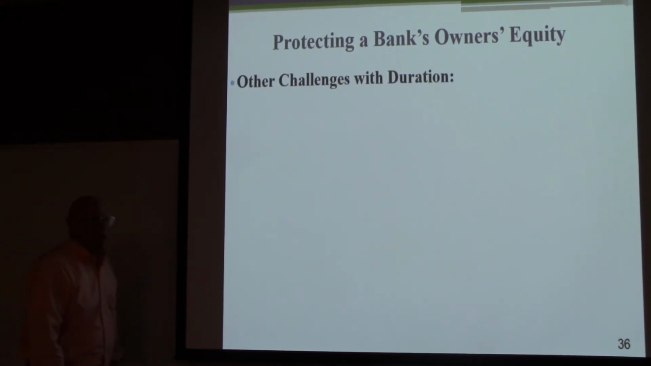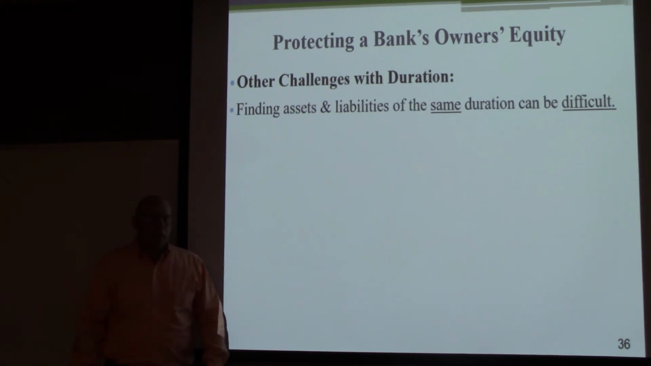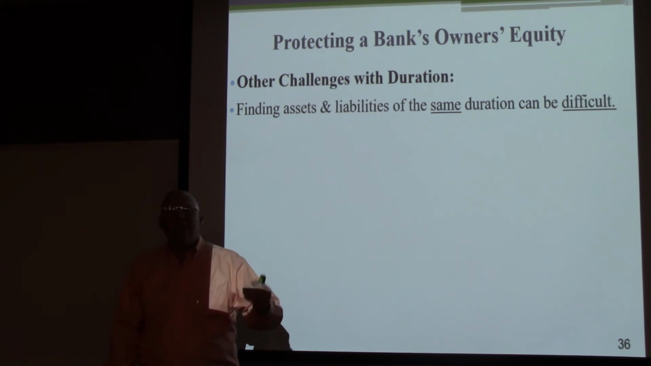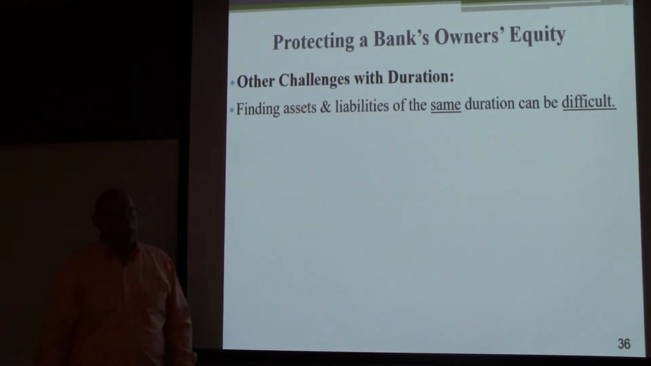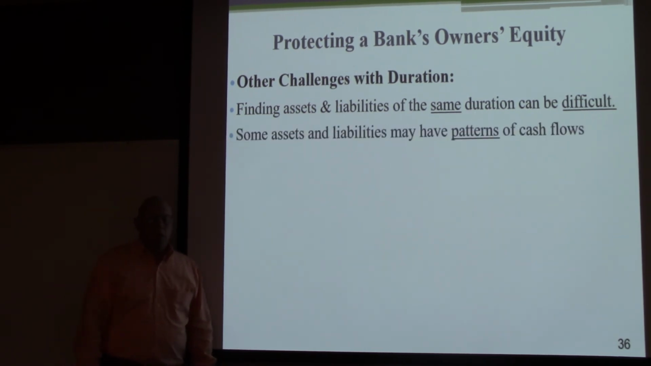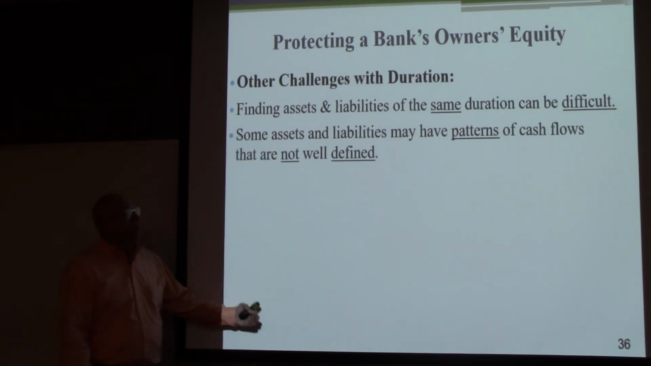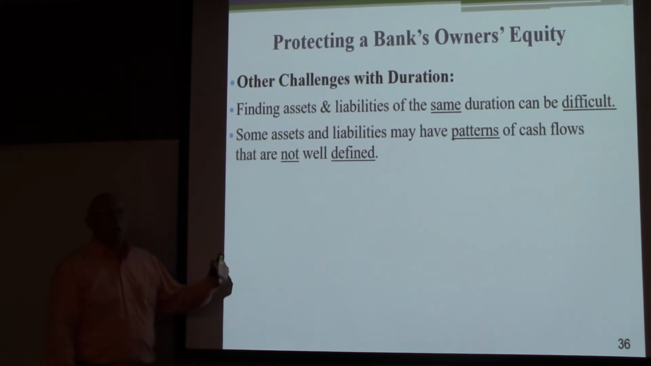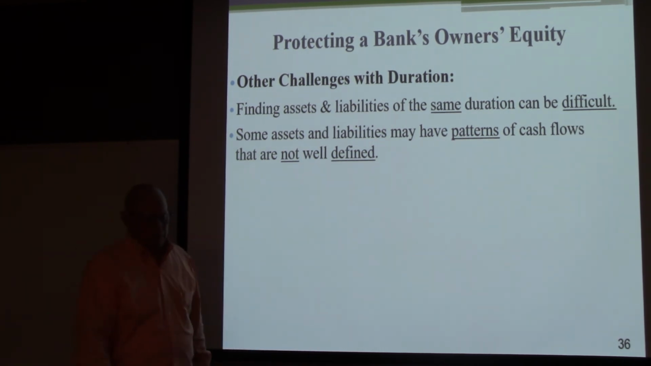All right, there are other challenges with duration. Sometimes it's difficult to find assets and liabilities that have the same duration. Okay? So you don't always just snap your fingers and close the gap. Some assets and liabilities have patterns of cash flows that are not well defined, like a common stock. A common stock or commercial real estate or business, those cash flows are not nearly as easy to forecast as a loan or a bond.